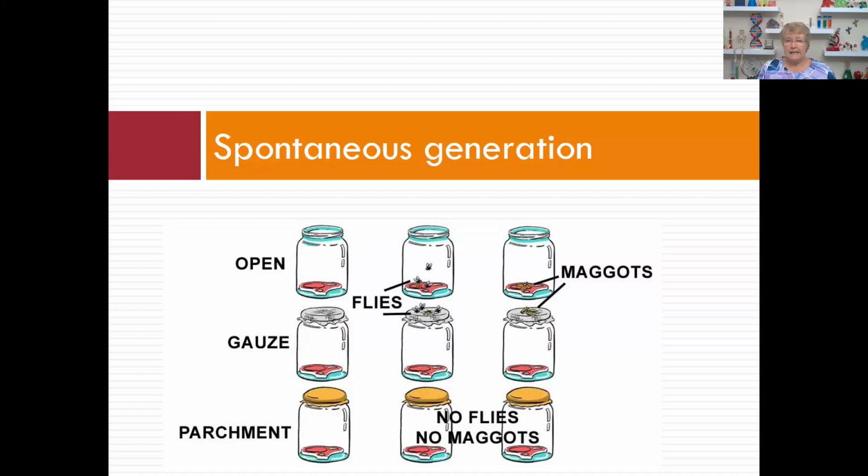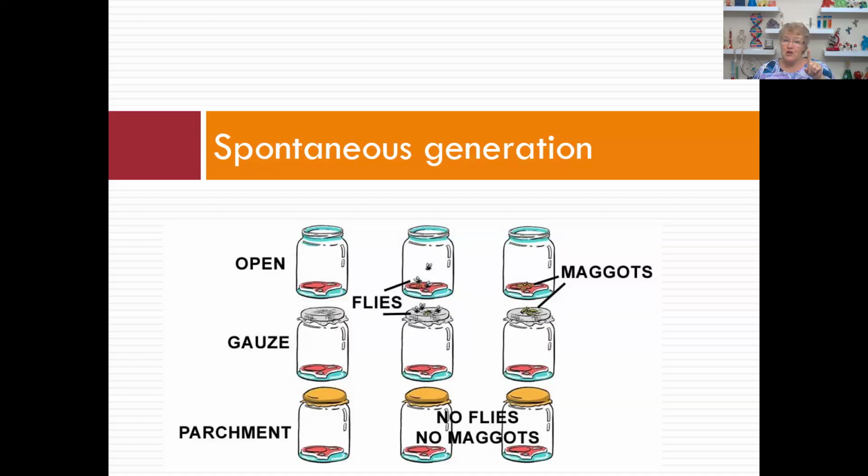Think about what he did in his experiment. Anybody? All right. If I close the jar with parchment, then the flies cannot lay eggs. Good. So that would be what he's going to do. That's our independent variable, covering the jar with parchment. The flies not being able to lay their eggs was what we're going to look for, the dependent variable.